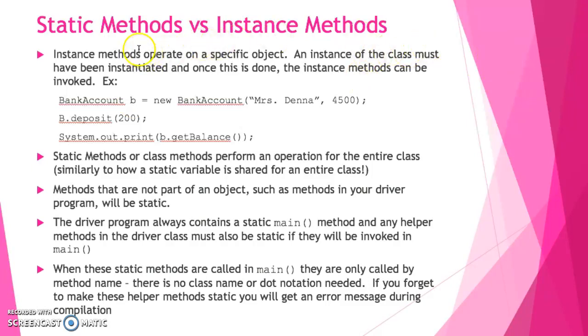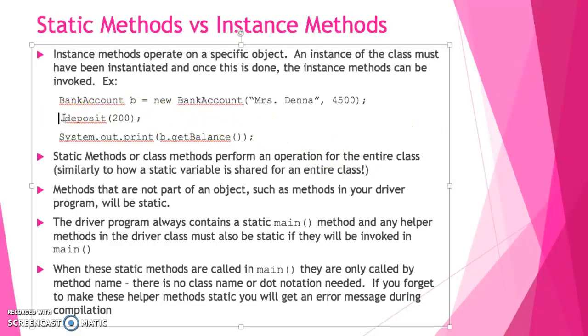Now, when we talk about static methods versus instance methods, an instance method is going to operate on a specific object. So you're going to use it once an object has been created. So in this case, I made the bank account object b, and then I called the method b.deposit. So deposit was called upon the variable b. And here the method getBalance was called upon the variable b. The methods deposit and getBalance only make sense if you call them upon a specific object.